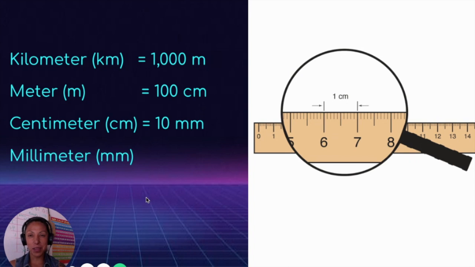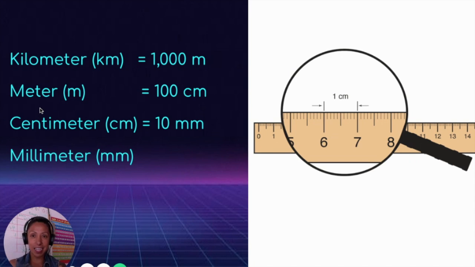But what does that mean? Well, I put a ruler here and a magnifying glass on top of it, and that's supposed to be just a normal ruler like the ones you have. And you can see that in 1 centimeter we have 10 little lines. Those little lines are called millimeters. So 1 centimeter has 10 millimeters.